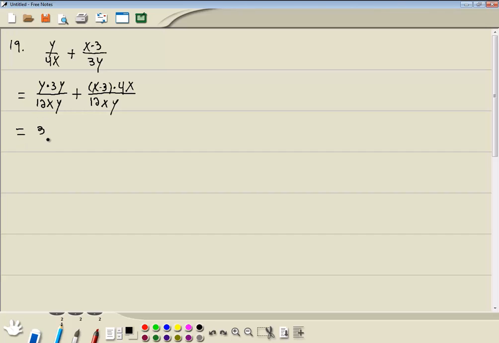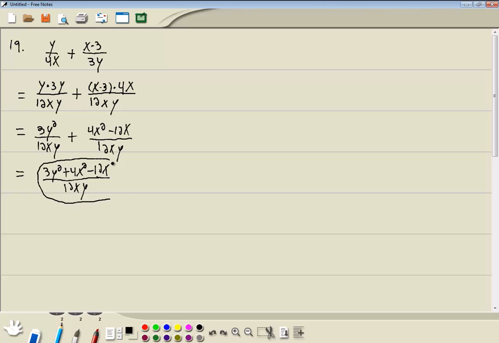Y times 3y gives us 3y squared over 12xy plus, distributive property, 4x times x is 4x squared. 4x times negative 3 is negative 12x over 12xy. Well, now that they have the same denominator, I'm going to merge these into a single fraction, adding and subtracting the top parts. So I'm going to have 3y squared plus 4x squared minus 12x. Now I could put that in standard form, but that's fine for our answer.